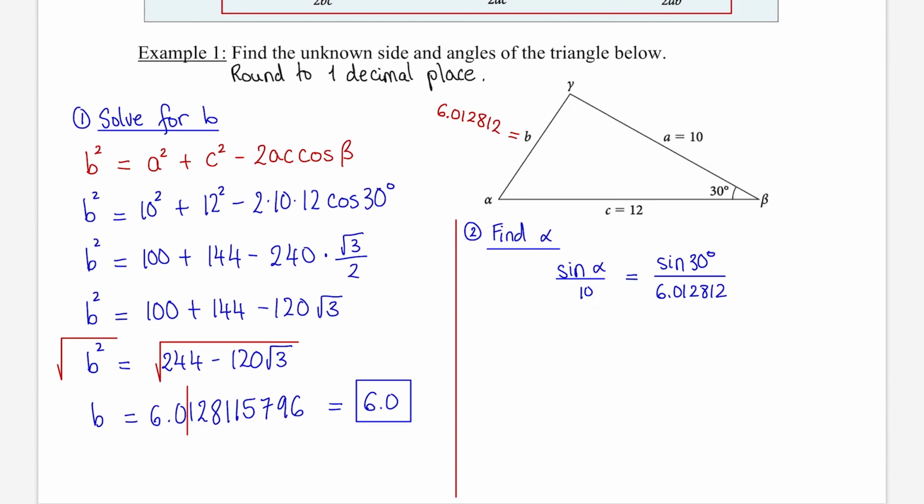I have sine of alpha over 10 equals sine of 30 degrees over 6.012812. To solve for alpha, I need first to solve for sine of alpha. So I am going to multiply both sides by 10, and the 10 gets cancelled out. And I get 10 times sine of 30 degrees over 6.012812.